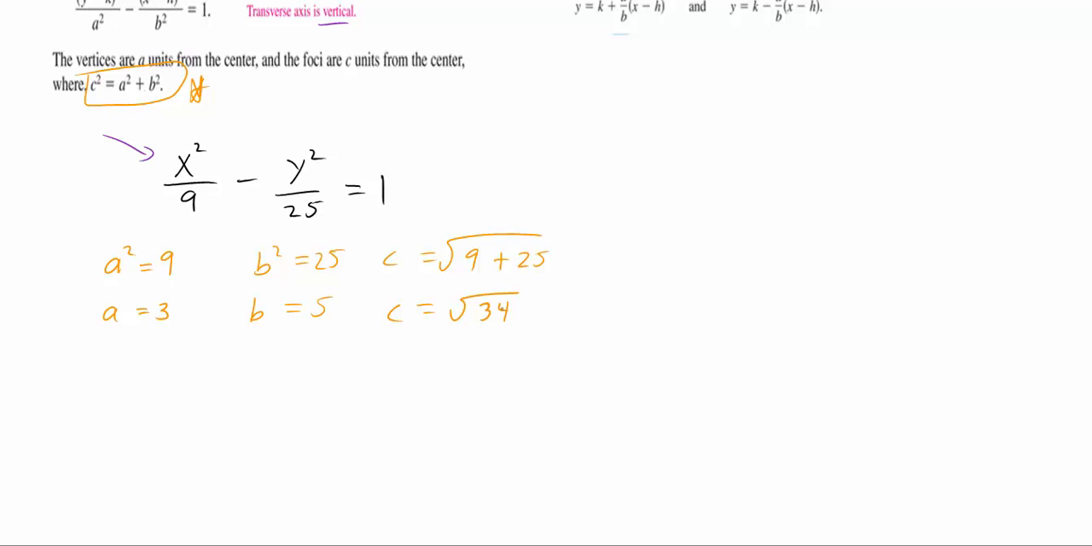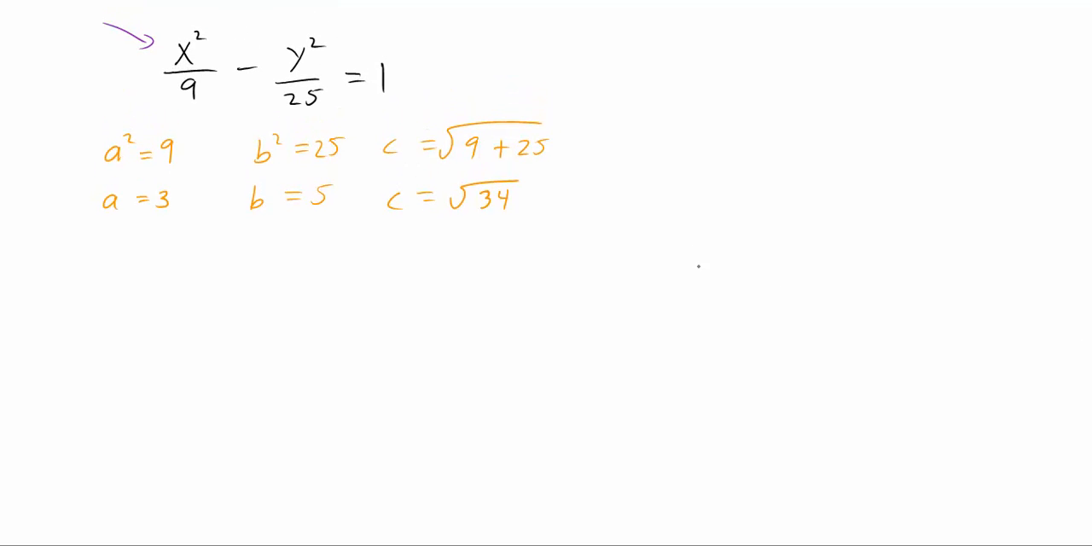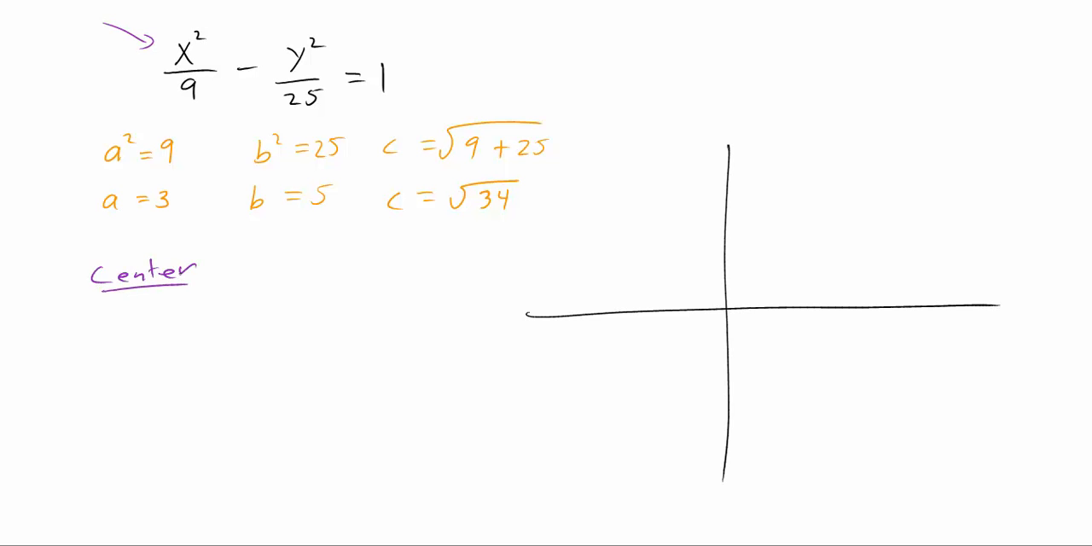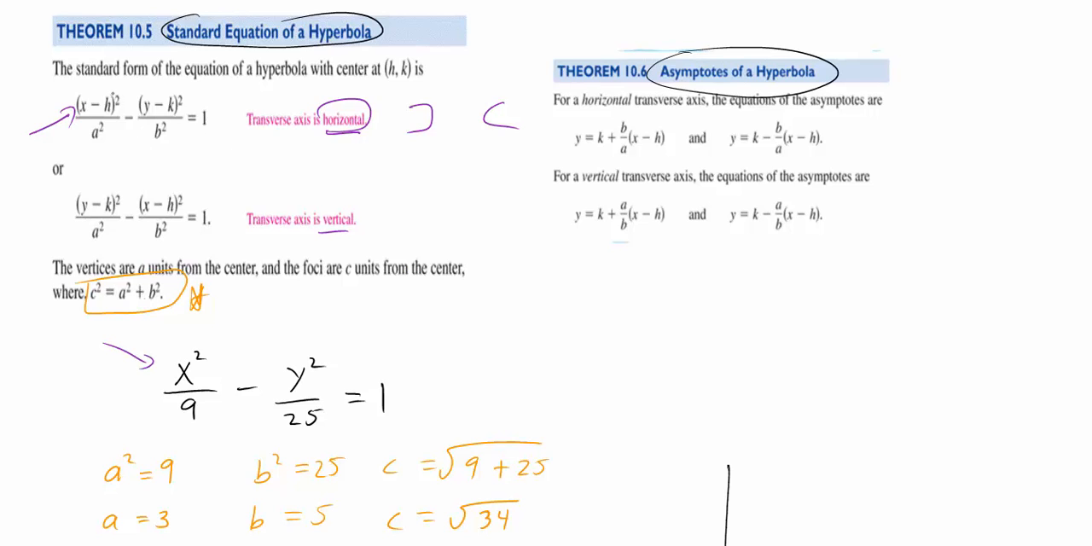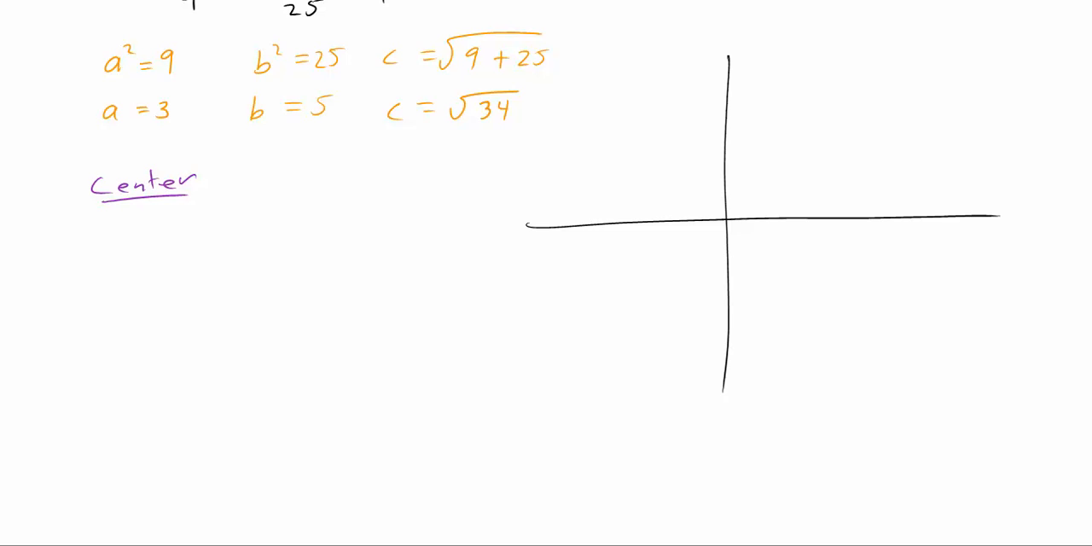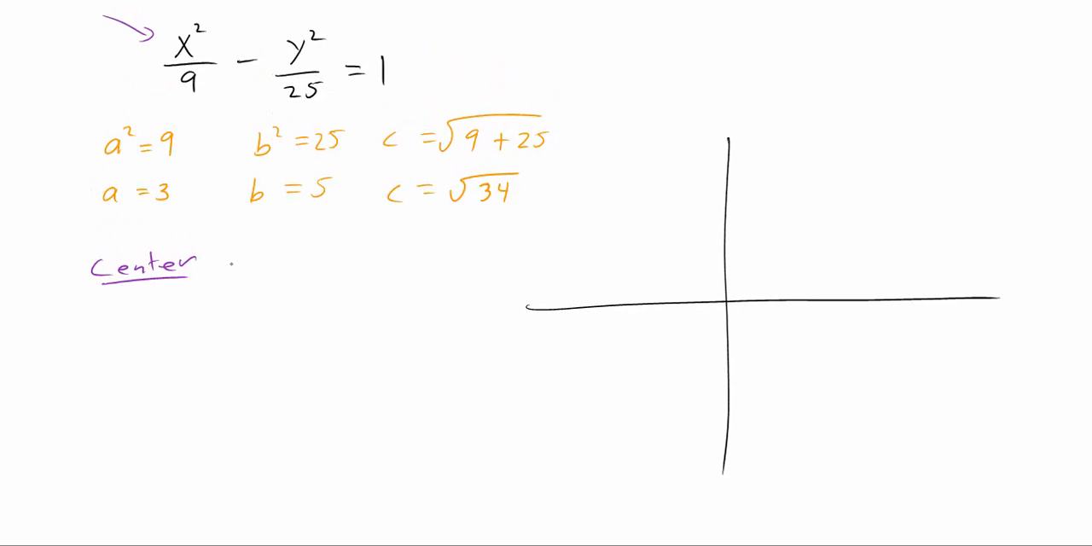Now at this point, we can start to plot some of these points and figure out where the center, the vertices, and the foci are located. If we start out, we're going to locate the center. Where is the center located? Remember H and K represent the center, so what are we subtracting from the X and from the Y value? In this example, we're not subtracting anything away, so the center is simply at the origin.